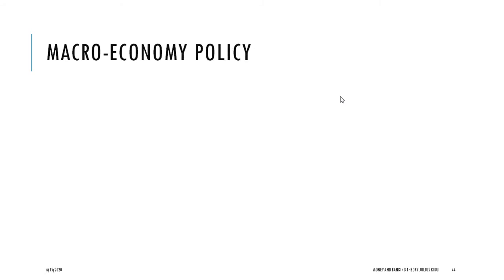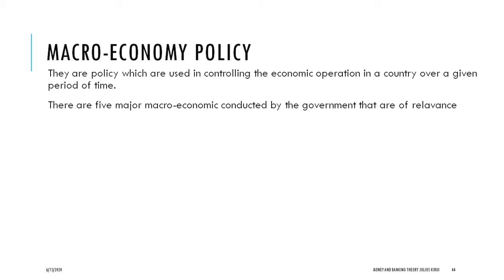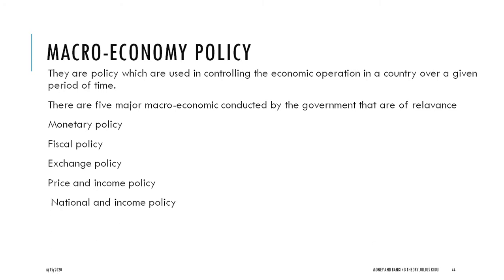So we'll start with the first part, which is the macroeconomic policies, which are policies used in controlling the economy's operation in a country over a given period of time, which entails the following. So there are 5 major macroeconomic policies conducted by the government that are of relevance. One is the monetary policy, two is fiscal policy, three is exchange policy, five is price and income policy. So national and income policy.